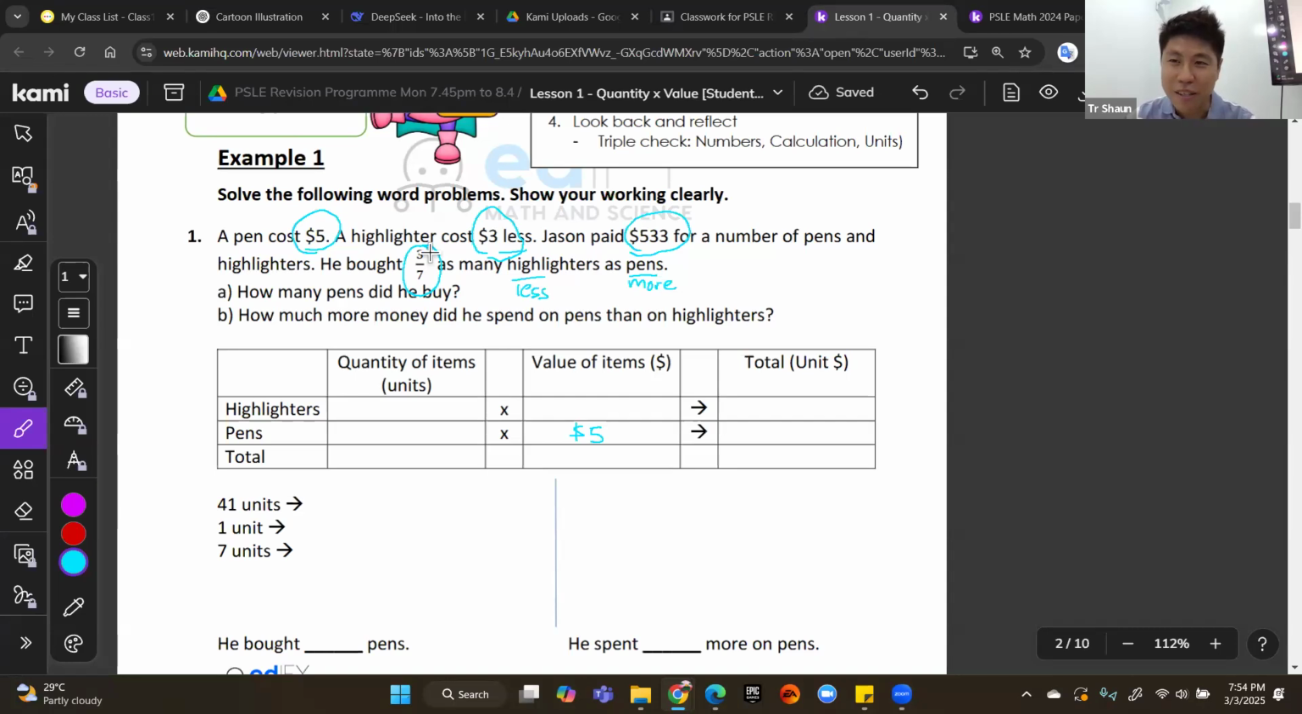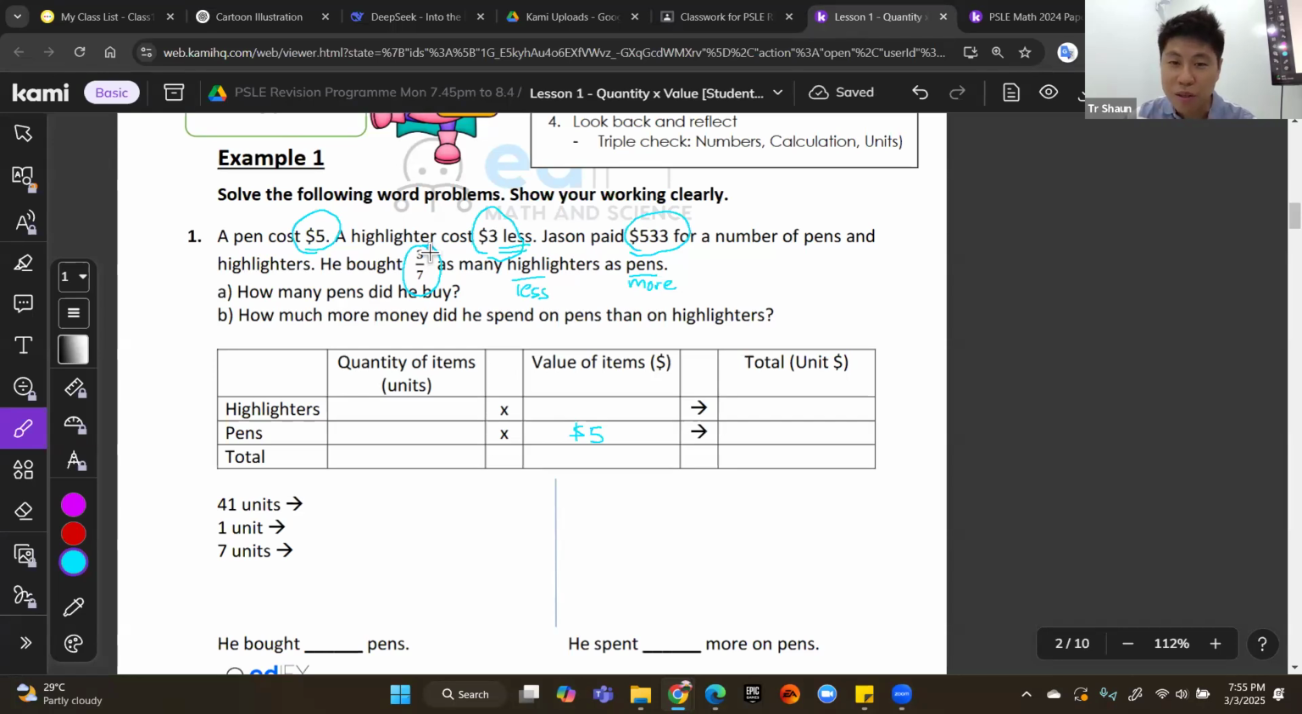Elston, highlighters, value of highlighters. You're unmuted already, might as well just answer, right? Okay, who else wants to answer? What's the value of the highlighters? Is it $3?